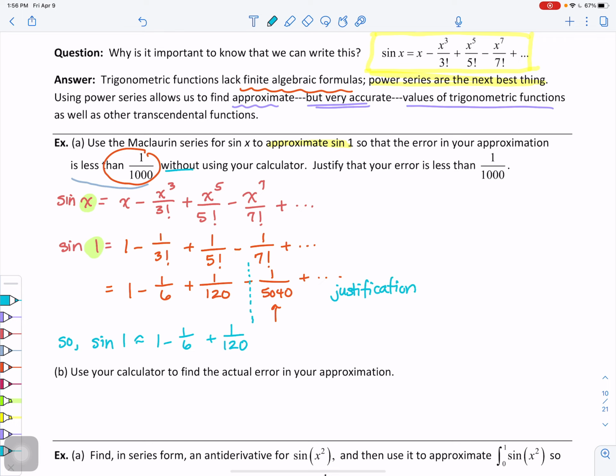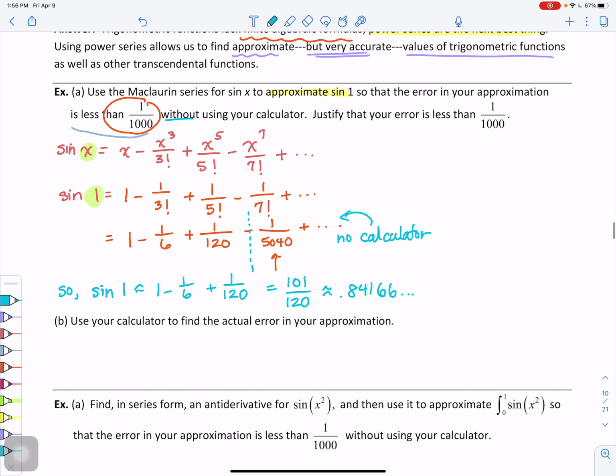Now, what I want to do is, let me change that. This is with no calculator here. Now we want to justify, and we can use a calculator now to justify. So we can say that the sine of 1 is about equal to this. And actually, if you put that together and get a common denominator, you get 101 over 120, and that's about equal to 0.84166.